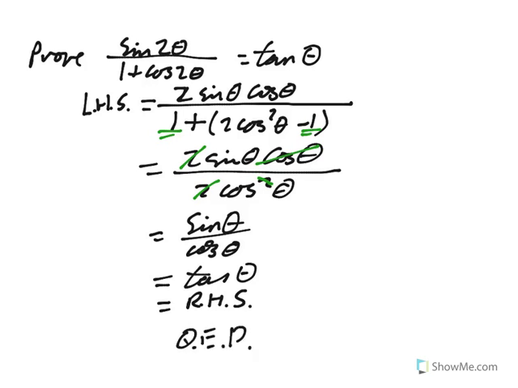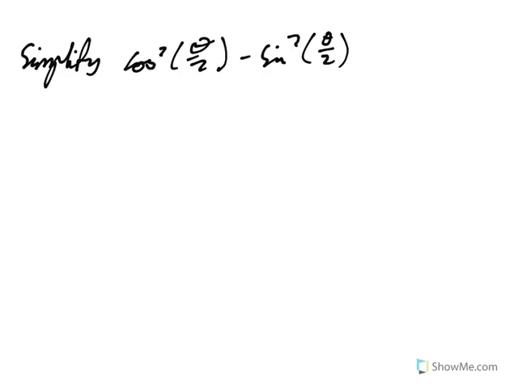Alright, so we can do that sort of stuff as well. We can also do some simplifying if we like, and so here we've got cos squared theta on 2 minus sine squared theta on 2. So cos squared minus sine squared, and when we look up cos squared minus sine squared, we find that that is cos 2u.